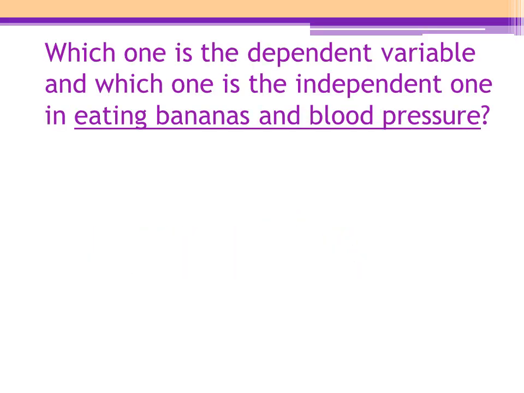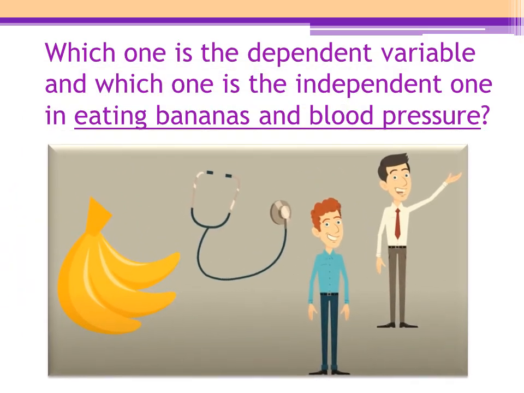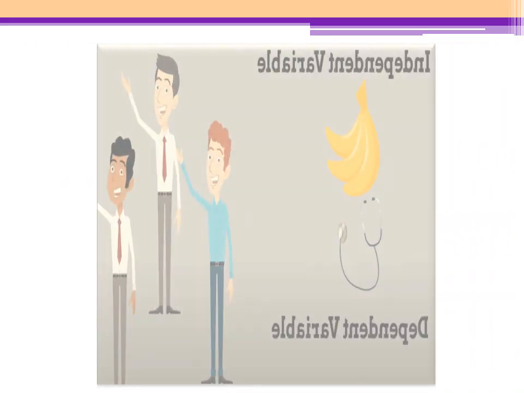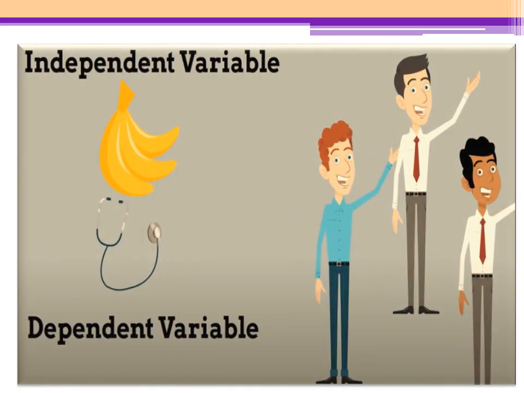Which one is the dependent variable and which one is the independent variable in eating bananas and blood pressure? Take a minute to think. Excellent! The independent variable is bananas, eating bananas, and the dependent variable is blood pressure.